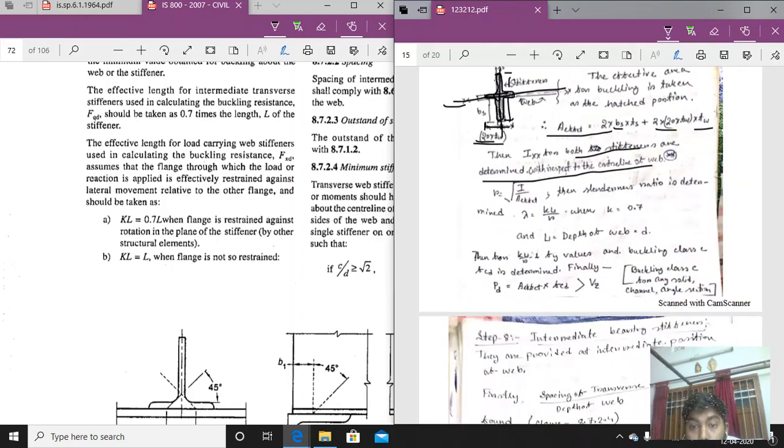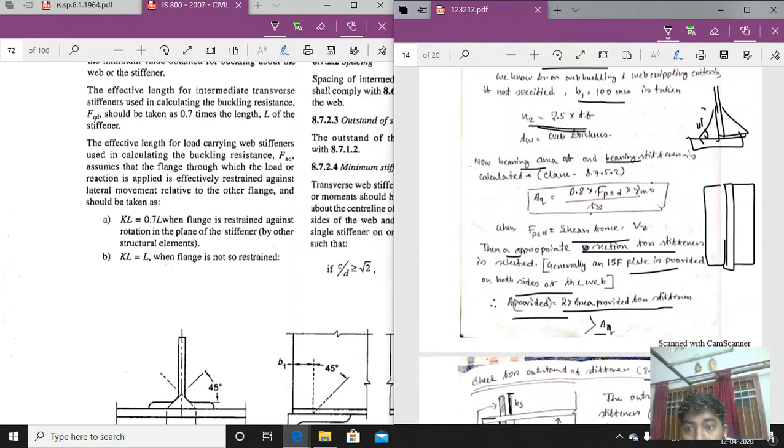So R is equal to the least radius of gyration, root of I by A, you know. Then the slenderness ratio is determined by lambda is equal to KL by R, where K is equal to 0.7, because all the parts are restrained together, so 0.7 will be used. And L is equal to the depth of the wave. So this is the length of the stiffener. Length of the stiffener is equal to the depth of the wave.